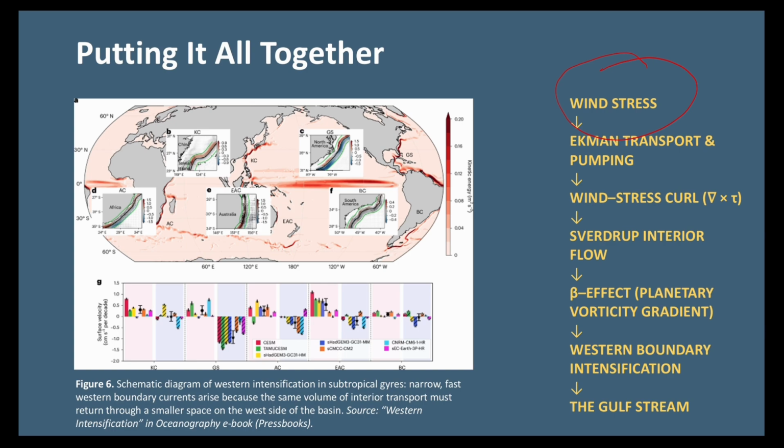When all these processes work together, they produce the Gulf Stream, a narrow, fast, and powerful western boundary current. This shows that the Gulf Stream is the final result of wind forcing, Ekman dynamics, and the changing influence of Earth's rotation.